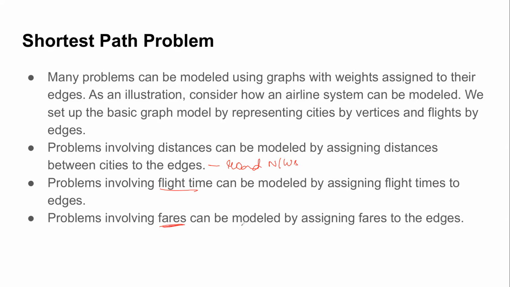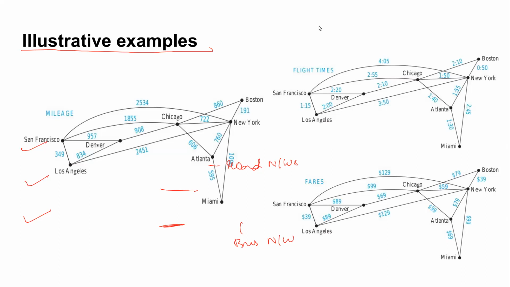Similarly, if I have a bus network, with different bus numbers on different routes, and I want to check which bus route I should take to reach from source A to destination B with the minimum fare, this can also be modeled as a weighted graph. And in all these, find the shortest path, find the least time, find the least amount of fare, all of what we are really dealing with is the shortest path problem. That is, given a graph, how do you find the shortest path from node A to node B? So these are some of the illustrative examples.